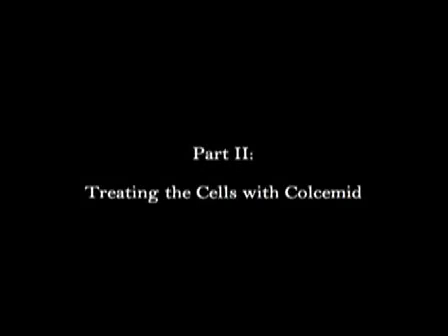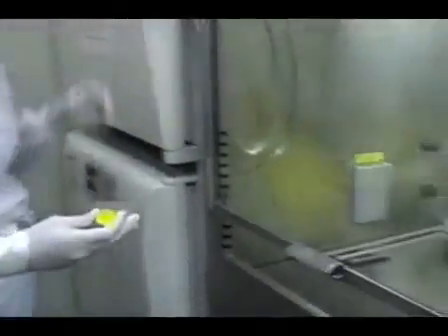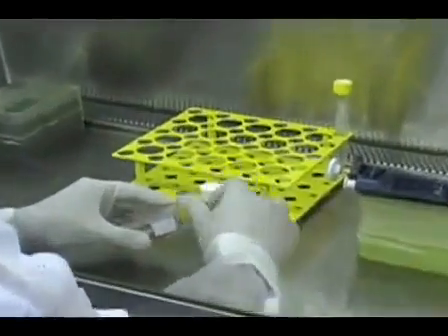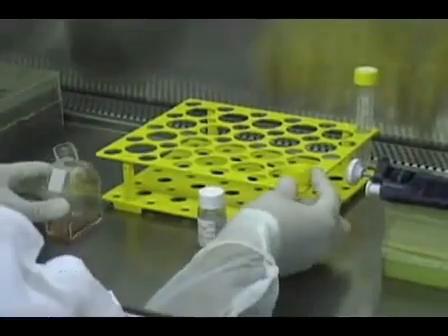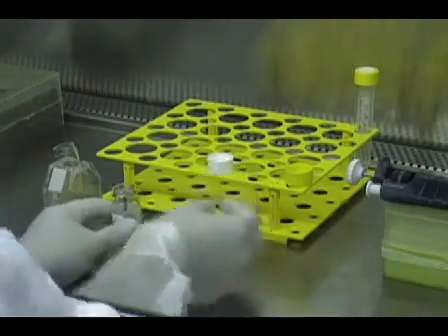Treating the cells with colcemid. In this procedure, we used the H9 HESC line, cultured in mTeSR1, supplemented with 20% knockout serum replacement and 80 nanograms per milliliter of fibroblast growth factor.